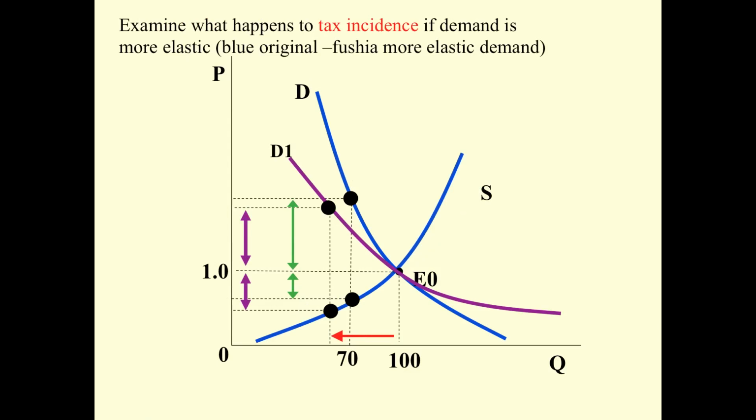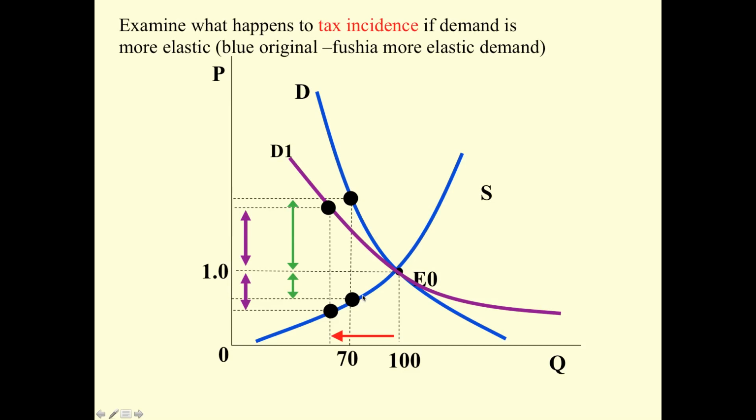Okay, so let's take a more elastic demand curve. Okay, a more elastic demand curve. So this flatter sort of purple curve is a more elastic demand curve. What will happen if we put that same tax on? Okay, well, we know what happens with the blue curves, right? It goes from 100 to 70.